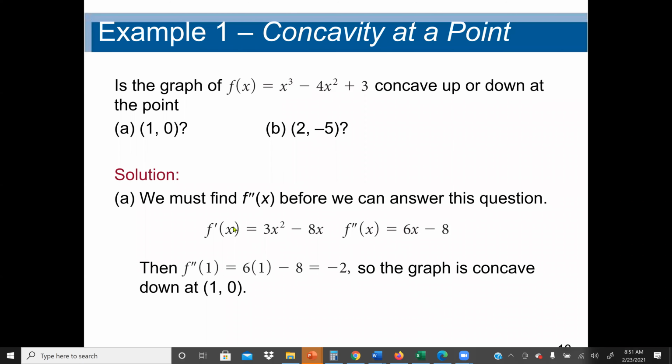Okay, so here we find the first derivative, then the second derivative. Then now we are plugging in, our point is 1 and 0, which means x is 1, y is 0, the point given to us. So we plug in the value of x in the function here. If it's 1, we will get 6 minus 8, which is negative 2. Now, because the rule said if the second derivative value is less than 0, then the graph is what? Concave down. So our answer would be the graph is concave down.